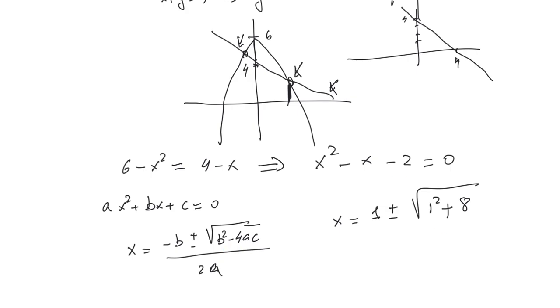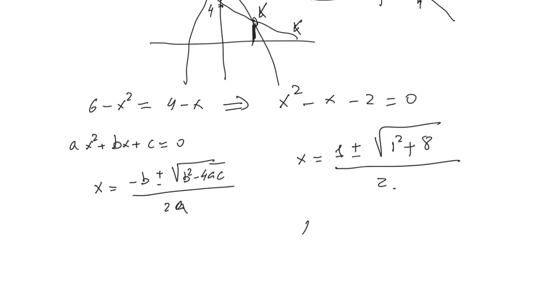So divide by 2 times a, but a is 1, so divide by 2. So x will be equal to 1 plus or minus the square root of 9, which is 3, divided by 2. In other words, 4 divided by 2, which is 2, or 1 minus 3, which is minus 2, divided by 2, which is minus 1. So these are the two x values for which the two graphs intersect.